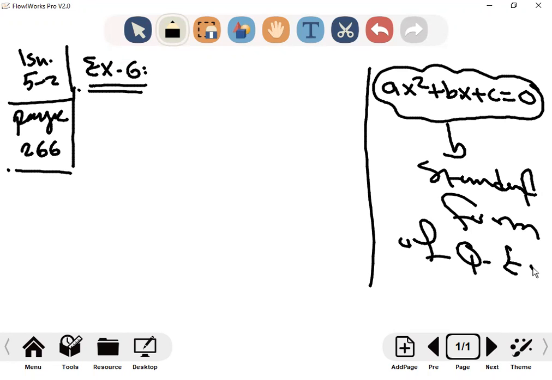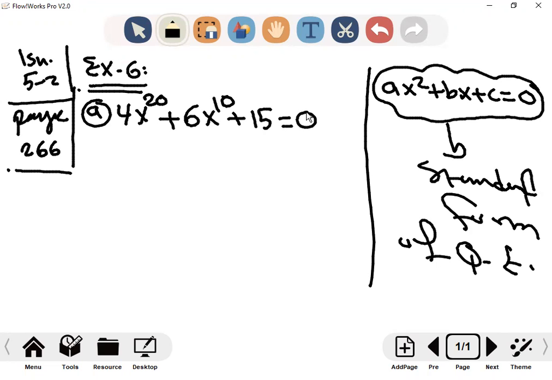Now in part A, look at part A. They want us to write this expression 4x power 20 plus 6x power 10 plus 15 equal 0, which is in degree 20, big degree, in this form. In this form I need x to the power 2 and I need x to the power 1. So look at the board.